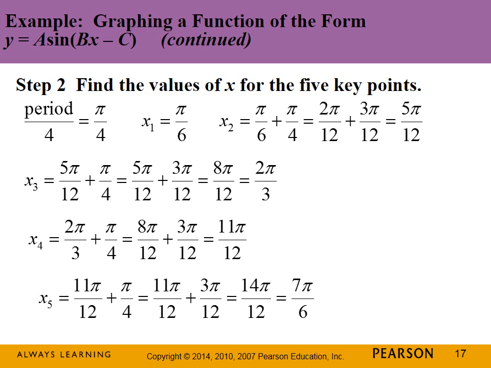So these are going to be our 5 x values. We're going to start at pi over 6 and then go 5 pi over 12, 2 pi over 3, 11 pi over 12, and 7 pi over 6.